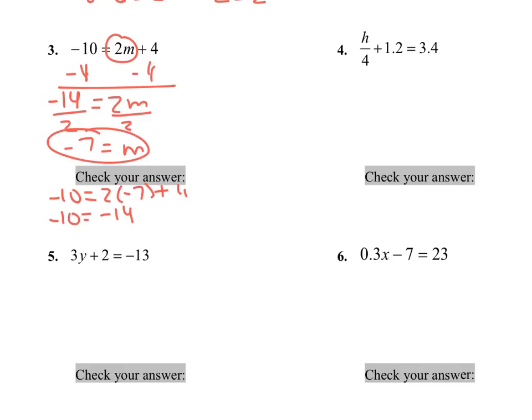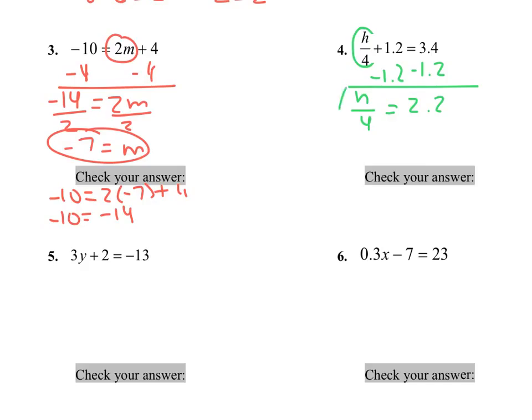On number 4, we've got h divided by 4 plus 1.2 equals 3.4. Let's go ahead and circle the number and the variable attached to it. In this case, I'm going to change my color to green. I'm going to get rid of all my addition and subtraction first. That was addition, so I'm going to get rid of my addition by subtracting 1.2 from both sides. So now I have a new equation of h divided by 4 equals 3.4 minus 1.2, which is 2.2.